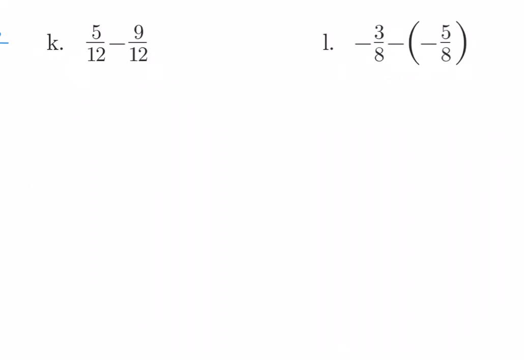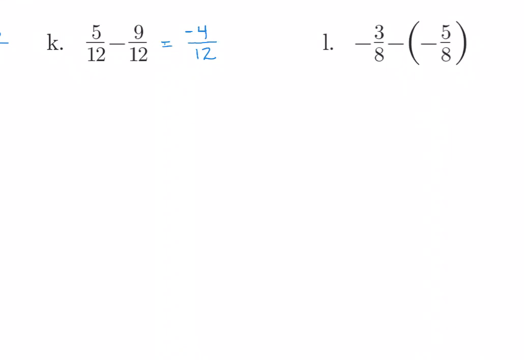All right, example K. Do we have the same signs or different signs? For this one, we do have different signs. Remember, we're going to treat this as positive 5 over 12. We're going to treat this as negative 9 over 12. So since we have different signs, we want to subtract. We get 4. We keep the sign of the larger number. 9 is larger. It was negative, so we're going to keep this as negative 4 over. Keep the denominator. We get 12.